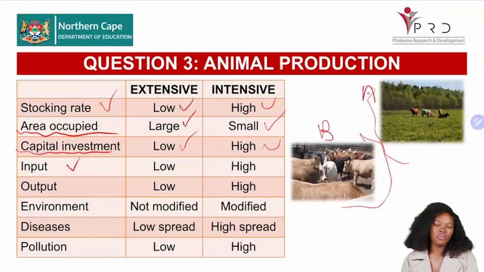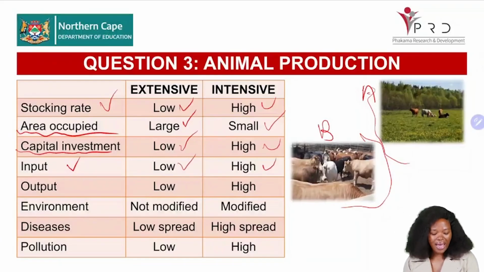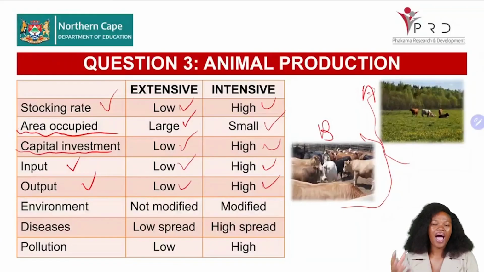The input also applies to capital investment. There is low input under extensive and high input under intensive. And also the input, there is also labor input. We have few laborers under extensive and more laborers under the intensive production system. The output: fewer animals will be produced under extensive, while under intensive, a high number of animals will be produced.